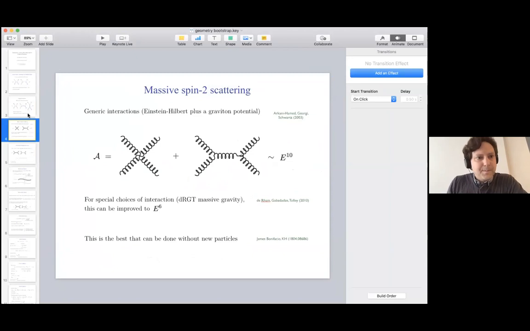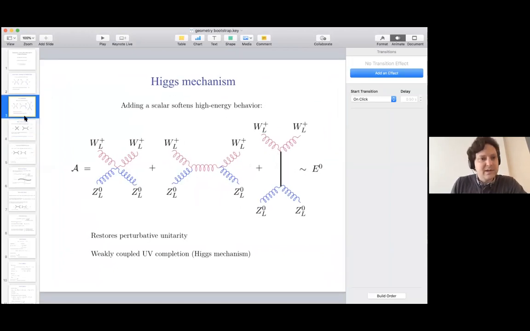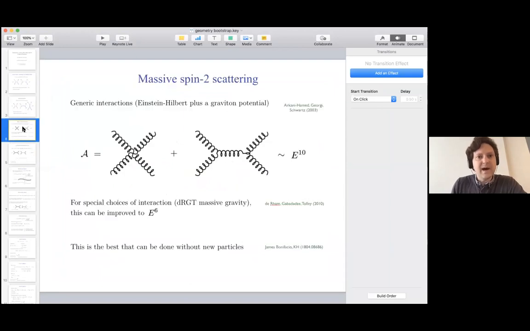Okay, so here's the standard model. Here's the Higgs in the middle restoring unitarity. We can ask the same question now about massive spin 2s or higher spins.